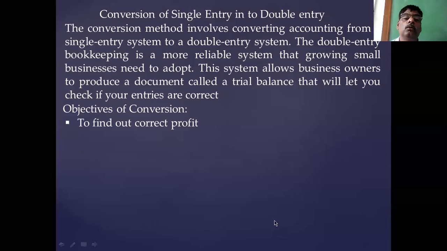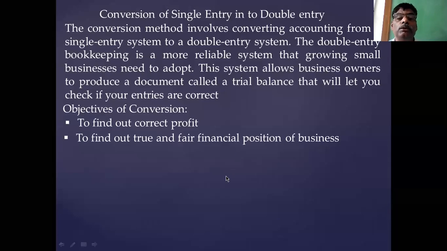Therefore, we convert the single entry to the double entry system. This is the first objective. And the second objective is to find out the true and fair financial position of the business concern. If you want to know the true and fair view of the financial statements, what is the actual position of your business, what are the financial strengths and weaknesses of your business, to know all those things, the double entry system is essential. Therefore, we convert the single entry to the double entry system of bookkeeping.